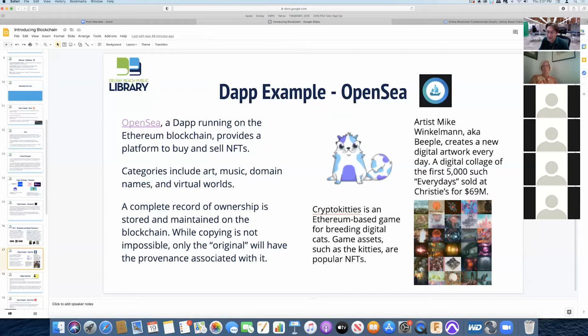Artist Mike Winkelmann, otherwise known as Beeple, has been in the news, become somewhat famous. He's known for creating a new digital artwork every day. He's created a collection called his Everydays, and he's become famous because the first 5,000 of these sold as a digital collage at Christie's. A traditional auction house is now involved in selling digital art, and it sold for $69 million. So it's become a serious business for artists, especially if they're digitally inclined.